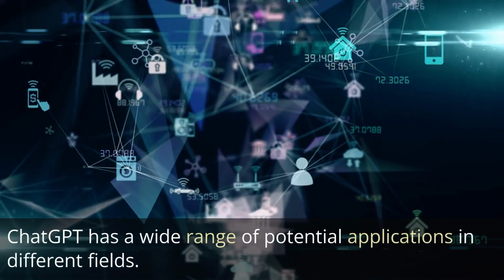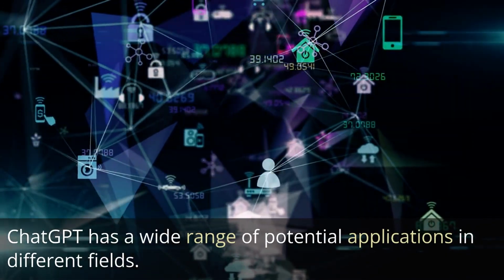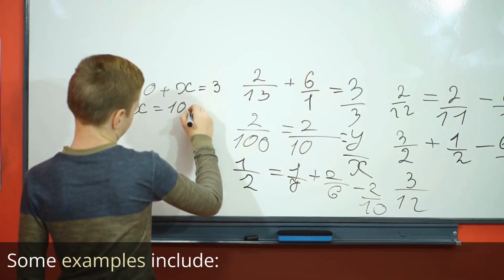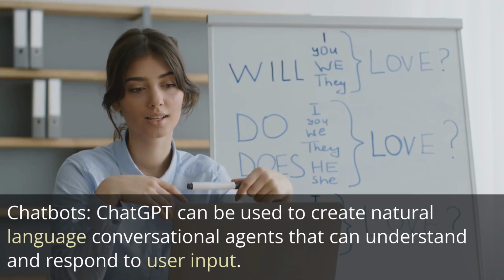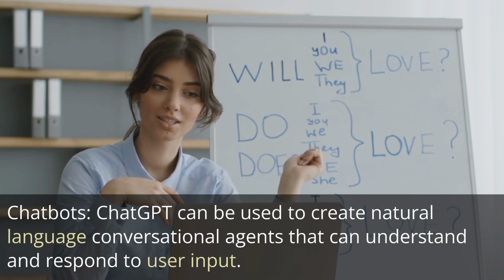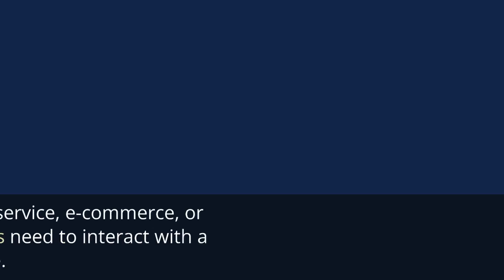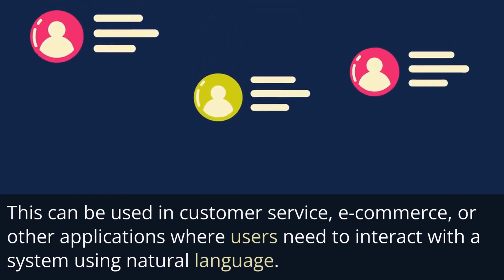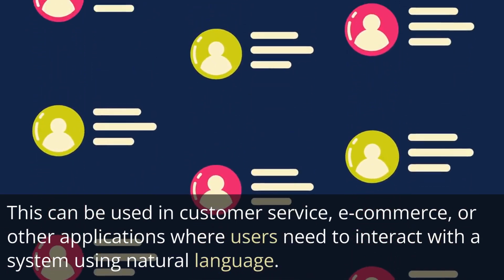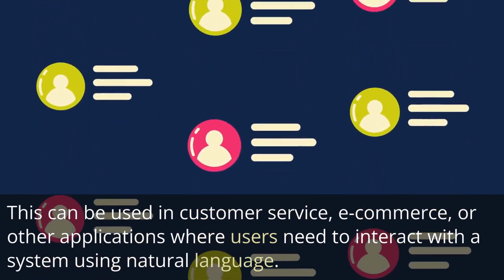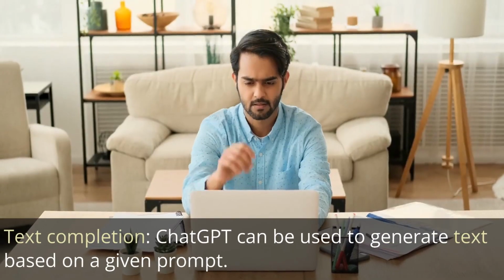Real-world applications. ChatGPT has a wide range of potential applications in different fields. Some examples include chatbots. ChatGPT can be used to create natural language conversational agents that can understand and respond to user input. This can be used in customer service, e-commerce, or other applications where users need to interact with a system using natural language.